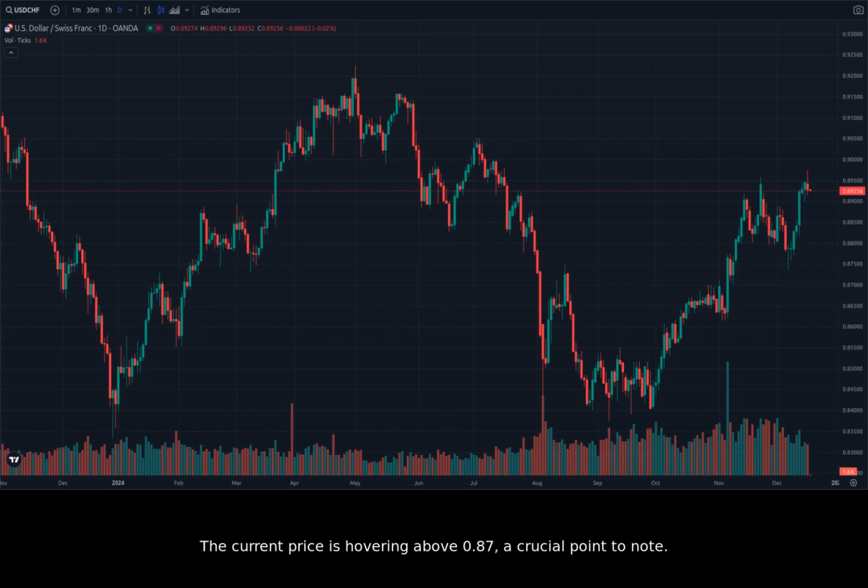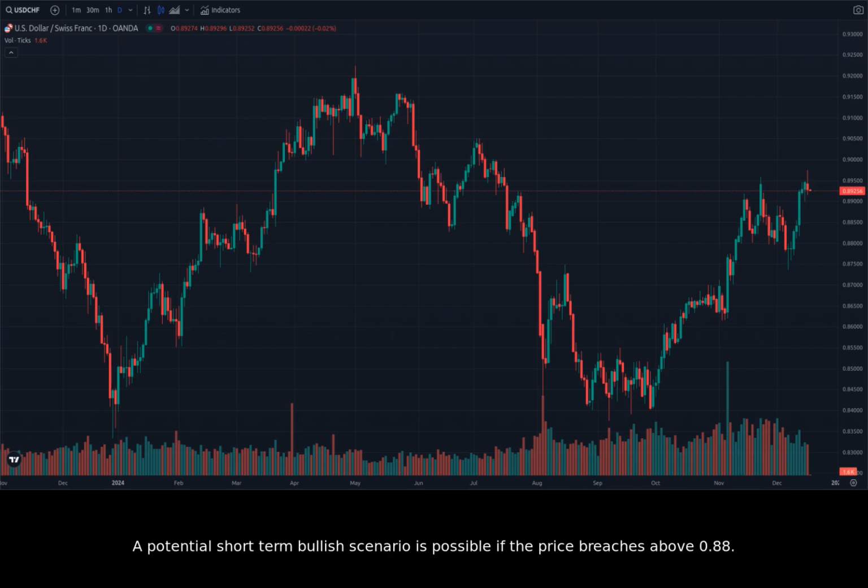The current price is hovering above 0.87, a crucial point to note. Should the price close below 0.87, the bearish trend would gain momentum. The likelihood of this happening seems high, especially in the current bearish market sentiment.